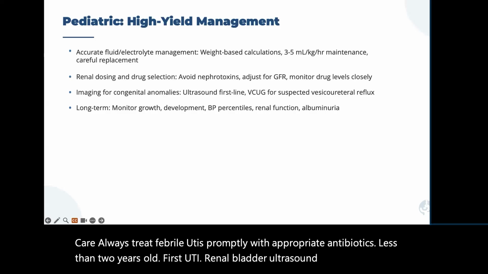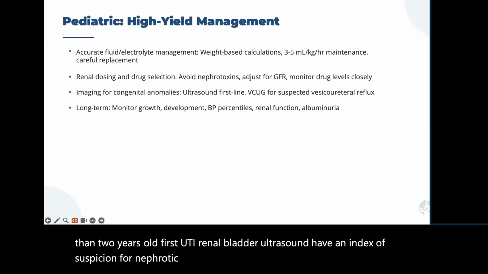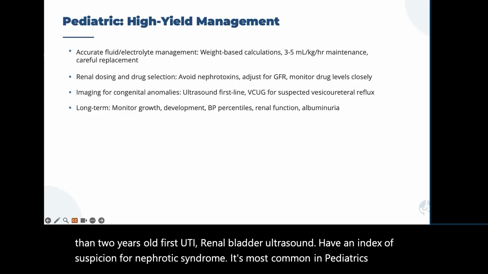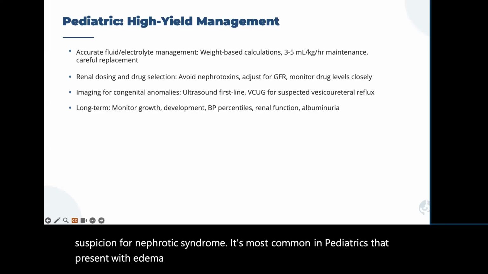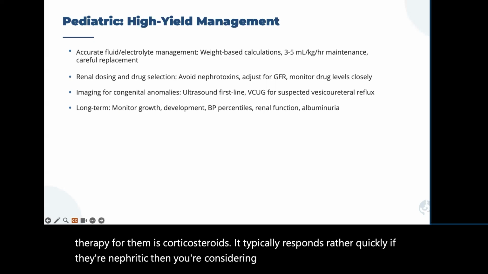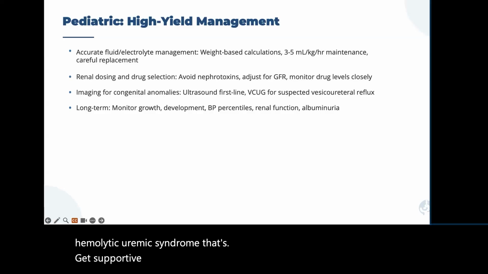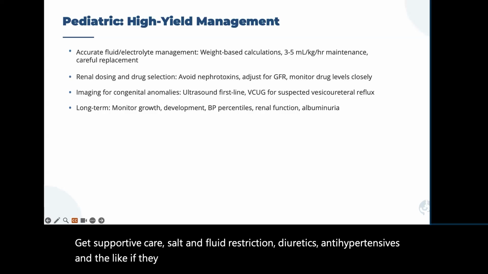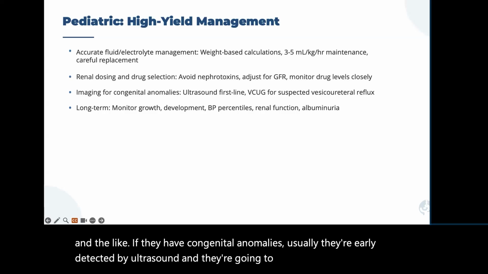Have an index of suspicion for nephrotic syndrome. It's most common in pediatrics that present with edema, proteinuria, hypoalbuminuria. And the first line therapy for them is corticosteroids. It typically responds rather quickly. If they're nephritic, then you're considering post-strep glomerulonephritis or hemolytic uremic syndrome. That's who gets supportive care, salt and fluid restriction, diuretics, antihypertensives, and the like. If they have congenital anomalies, usually they're early detected by ultrasound, and they're going to need surgical correction.